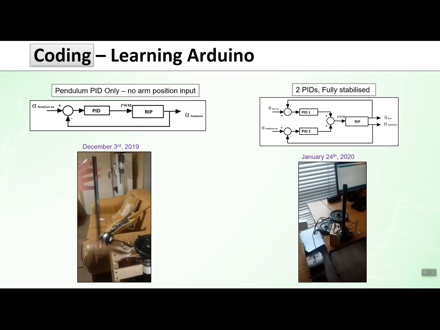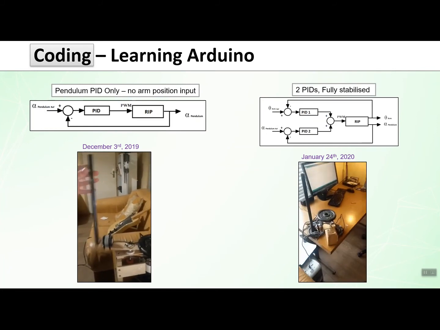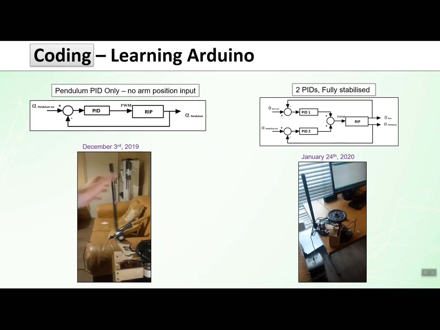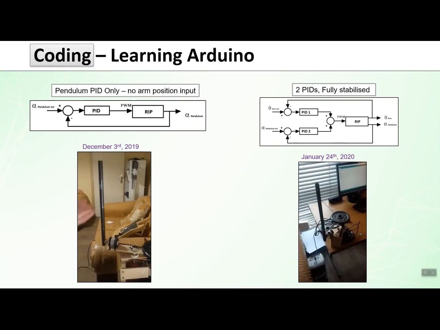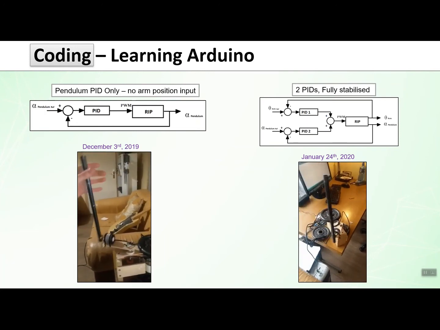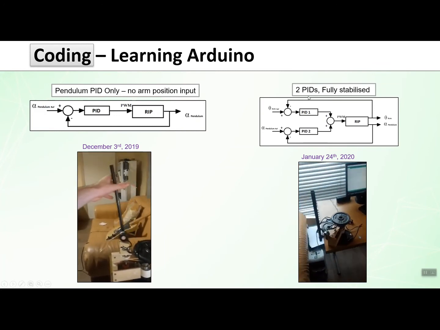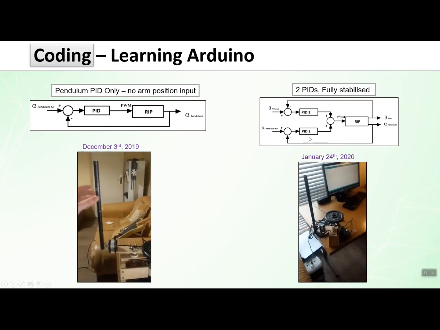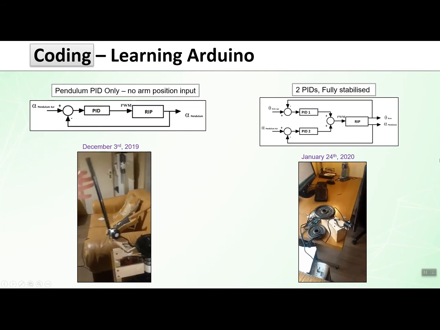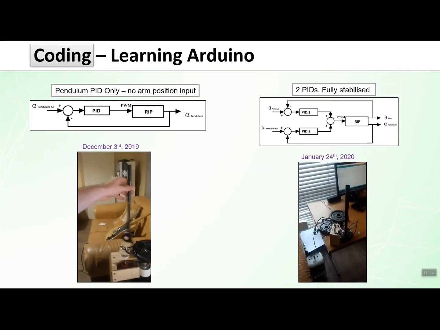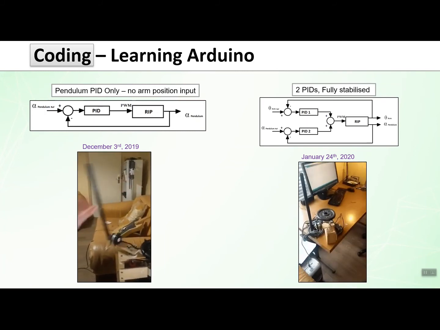Then on December 3rd, I achieved partial stabilisation of just the pendulum, but without any consideration for the arm. I realised that incorporating a second PID could be the solution, and on January 24th I implemented 2 PID controllers as shown in the block diagram above.